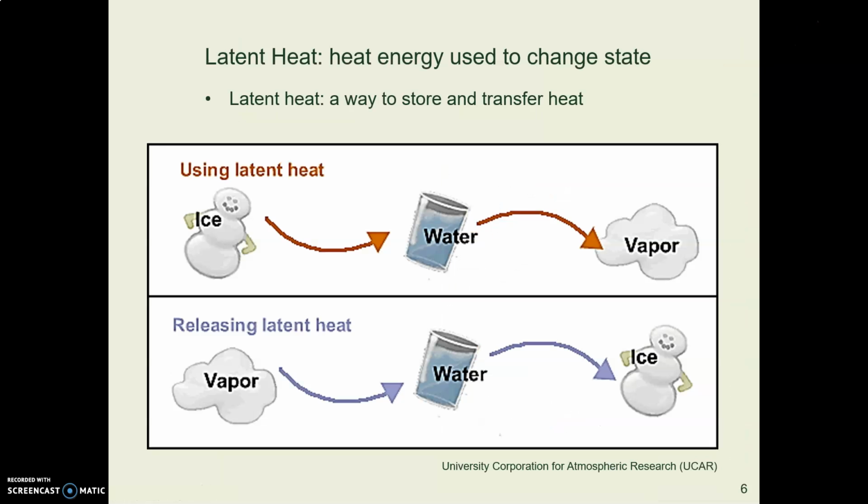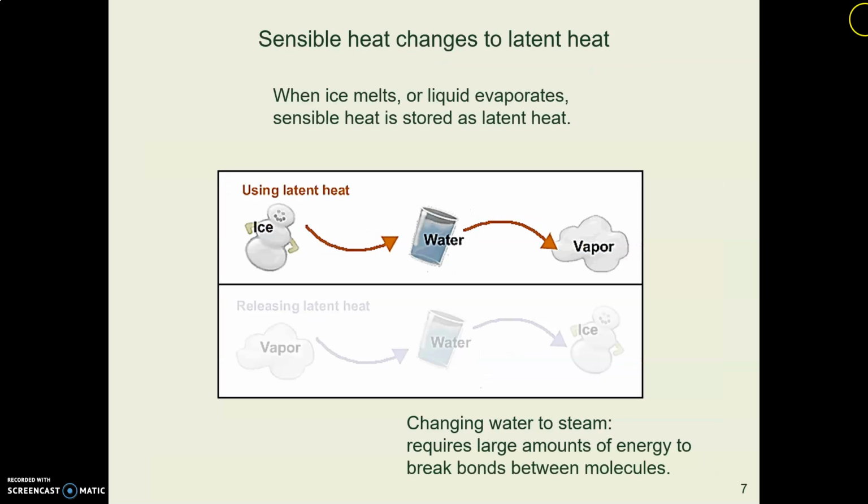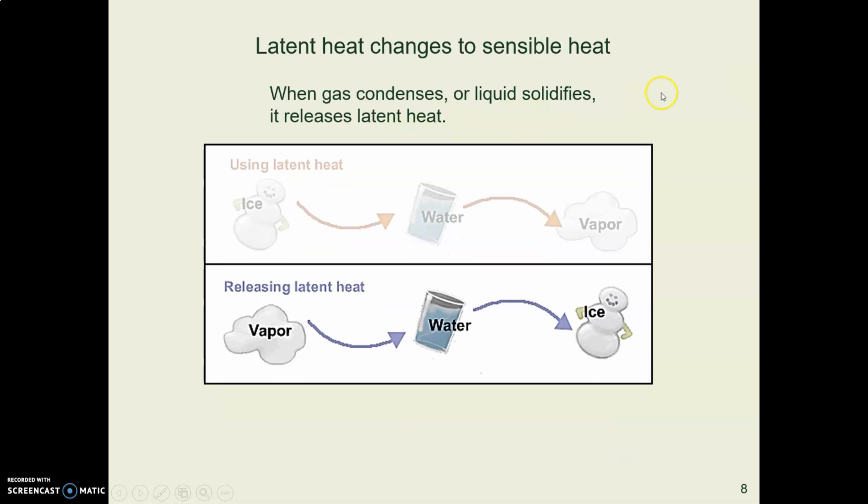Latent heat is the heat energy used to change state, and this is what we use in heat pumps and air conditioners and refrigerators, among other things. It's a way to store heat and transfer heat. For example, when a solid changes to a liquid, or when a liquid changes to a gas, like in an evaporator, sensible heat is stored. We absorb sensible heat and it's stored as latent heat.